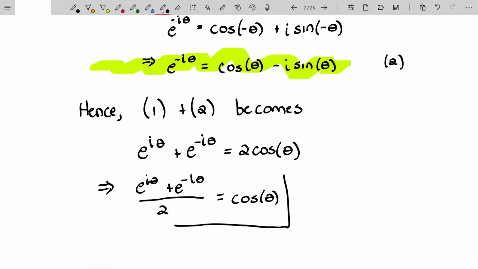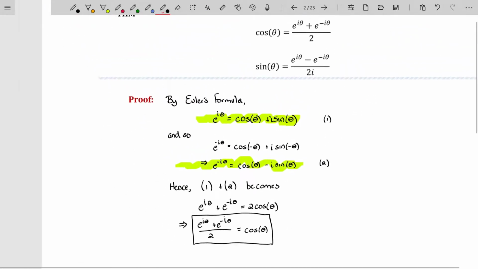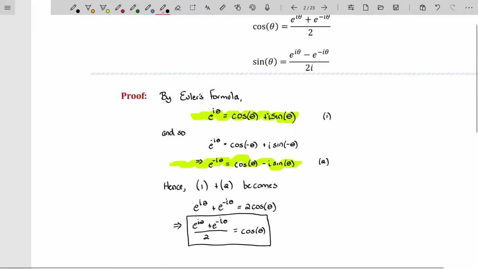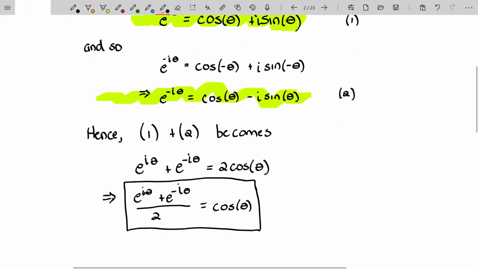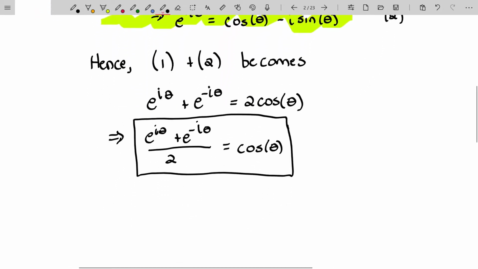And so we have proven the formula for the cosine. It's supposed to be an I there. So that's the proof for the cosine formula. The proof for the sine formula actually is just taking 1 and subtracting 2. So I'll just write that in.